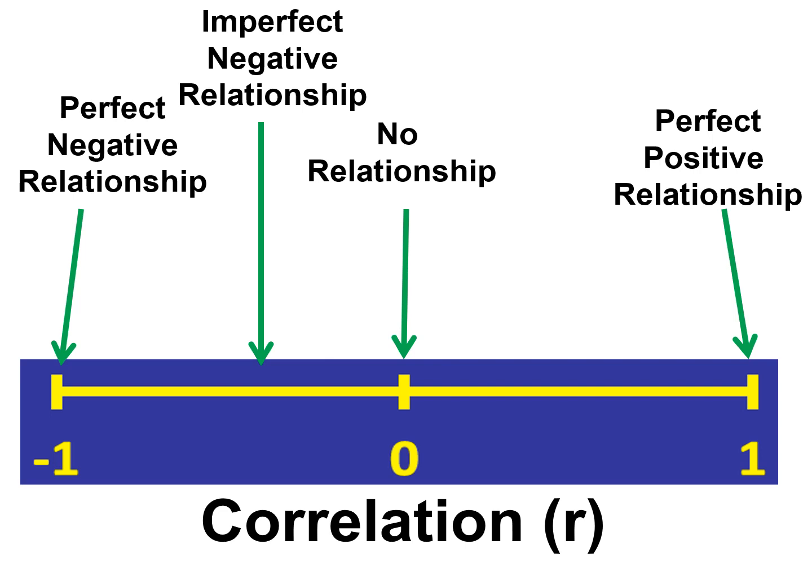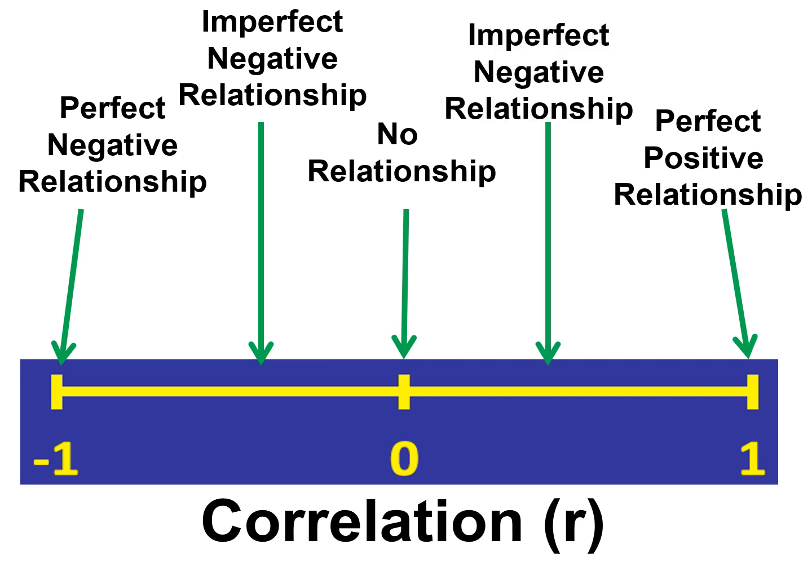A correlation of +1 indicates a perfect positive relationship. A positive correlation between 0 and 1 indicates an imperfect positive relationship. Positive correlations closer to +1 are stronger. Positive correlations closer to 0 are weaker. So overall, correlations close to 0 in the middle are weaker. Correlations close to -1 on the left end and correlations closer to +1 on the right end are stronger.